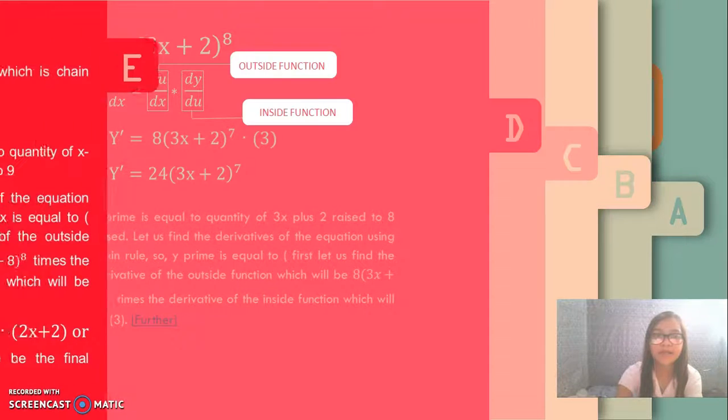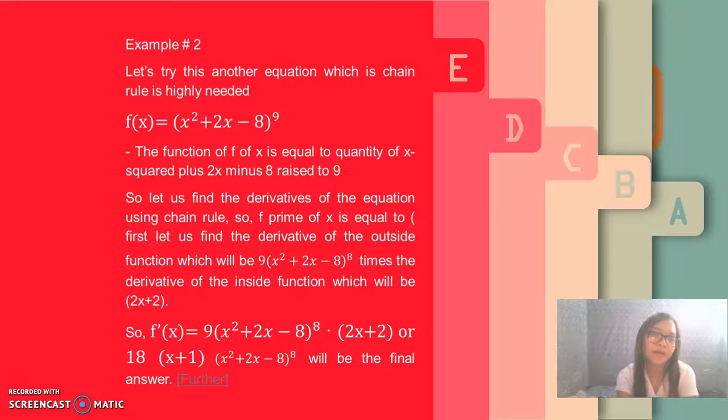So let's have another example. f of x is equal to (x squared plus 2x minus 8) raised to 9. We will just follow what we did earlier. First, find the outside and the inside function, then using the rules on finding derivatives, multiply the inside and the outside functions, and then you have the general function or the final derivative.